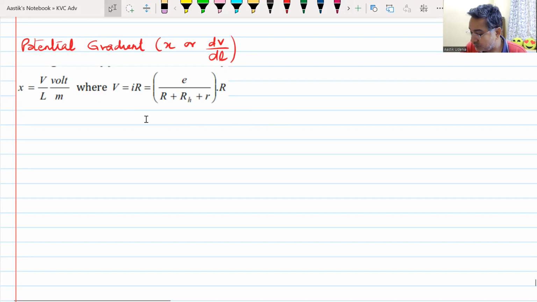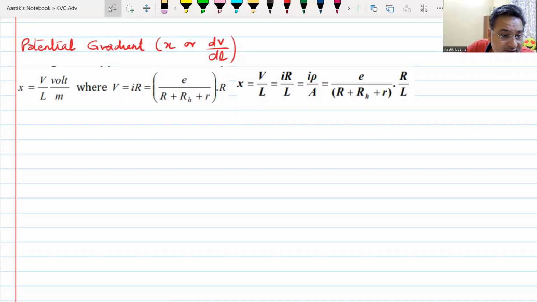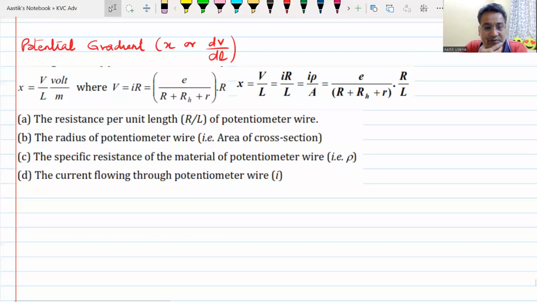Yes, sir. So you can see that this potential gradient is proportional to all these things. What are the things on which this potential gradient depends? The potential gradient depends on the resistance per unit length of the wire. It depends on the area of cross section of the wire. It depends on rho of the wire. It depends on the current flowing through the potentiometer. Do we understand this? Yes, sir.